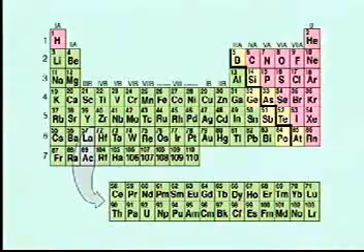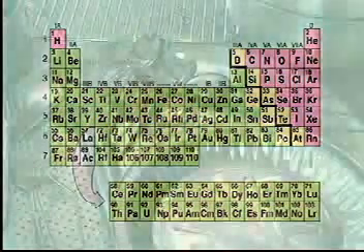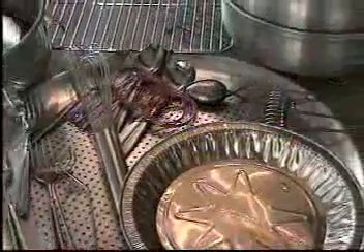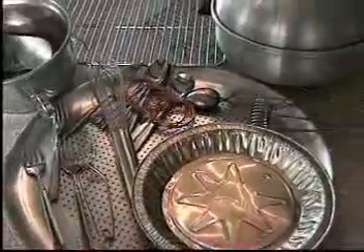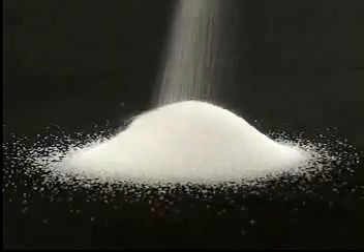Of the 109 known elements, the vast majority are metals. These are highlighted on the periodic table in green. While you may think of objects such as silverware, pans, and wires as metals, other elements such as calcium and sodium are also metals. Elements toward the middle and left, such as mercury, are also metals.